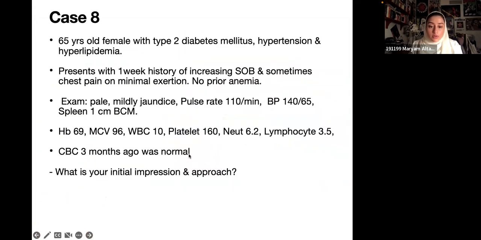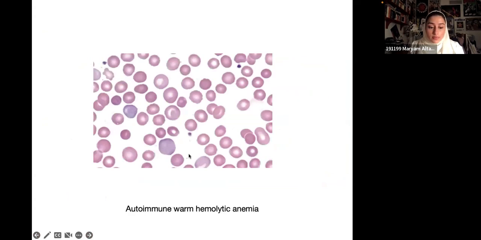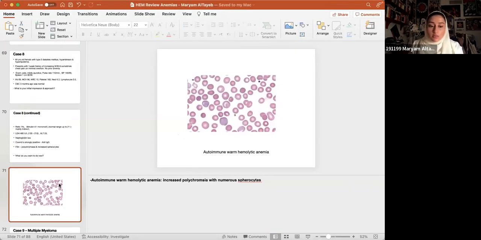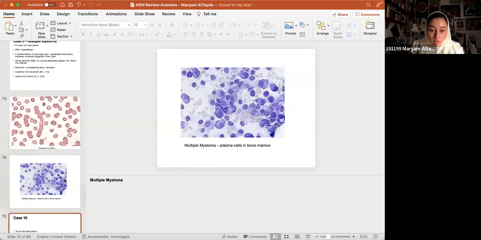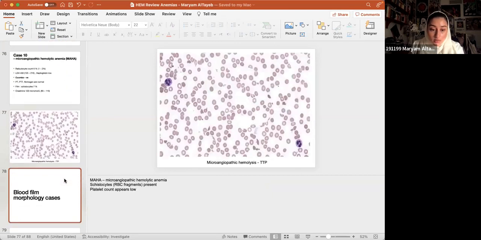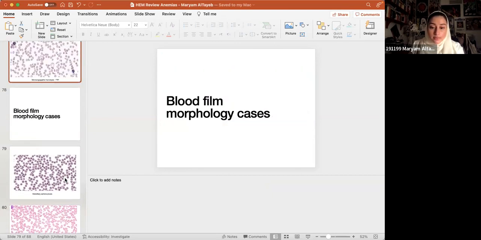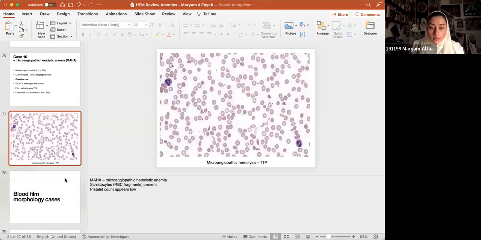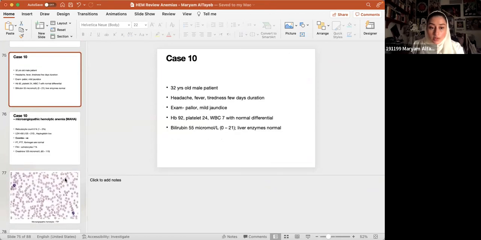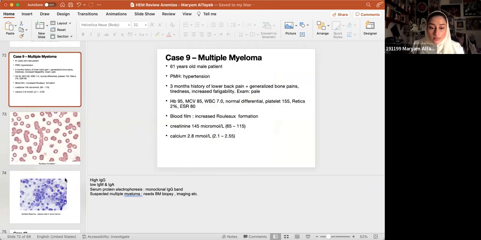These are more cases for your own personal review, but wait. One of these cases is ITP, just so I can show you. This is a myeloma case. And this is microangiopathic. It's somewhere here.